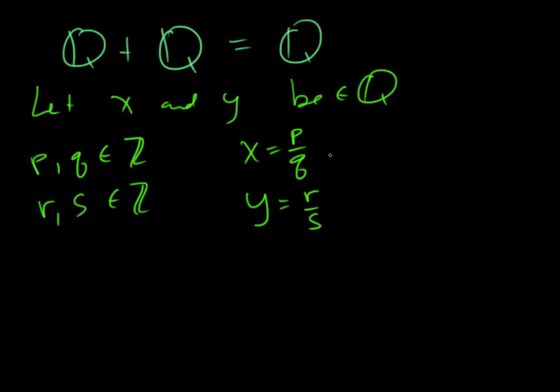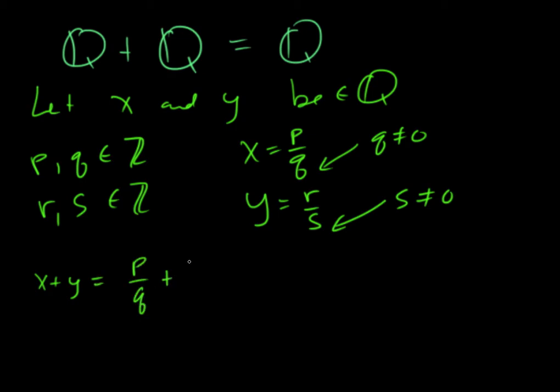Okay, obviously q can't equal 0 and s can't equal 0 because that would be division by 0. So if we do x plus y, we could think of that as p over q plus r over s, which would just, we'd have to get common denominators, so s times s, q times q, so that would be ps plus rq over sq.